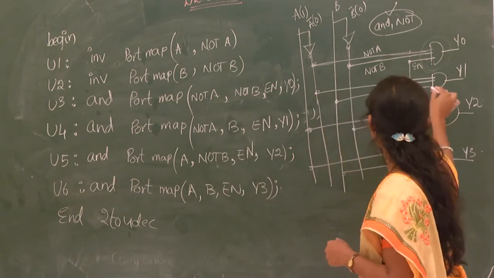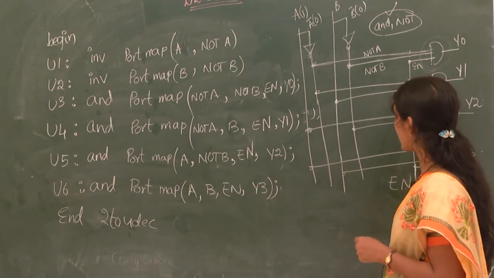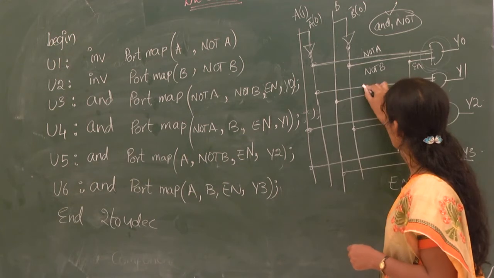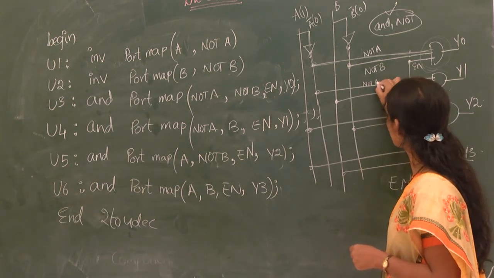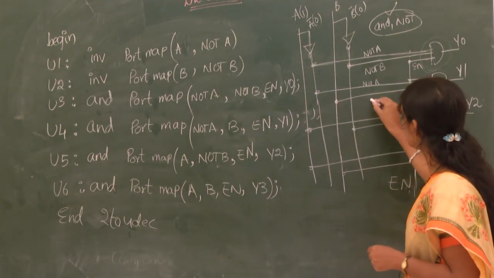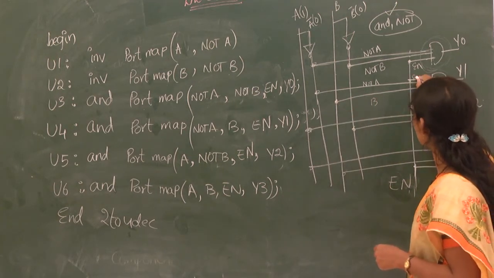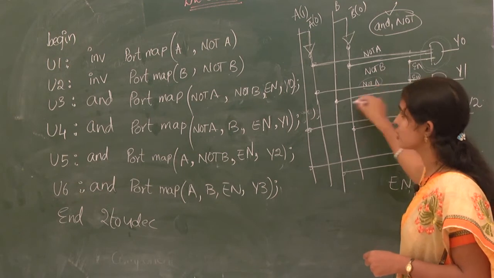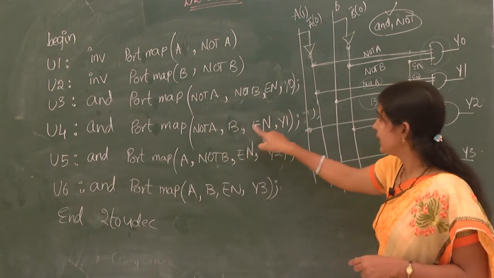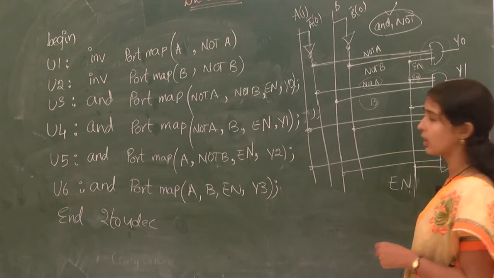Another one more here. See this AND gate. You are taking one more AND gate. Here it is taking A bar, that is nothing but not A. Okay. This is your B. Okay. See, this is your B, at the same time enable. So that is what you want to mention here. Like not A, B, enable input and Y1 will be your output.